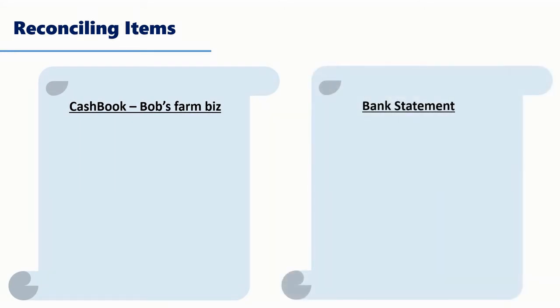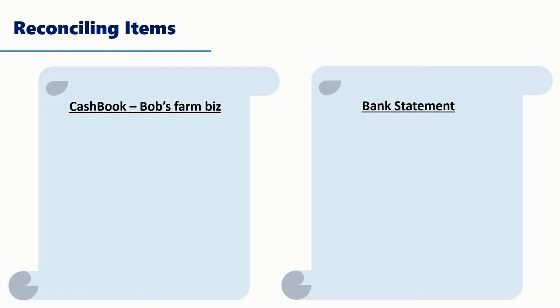Let's understand some of the items that may cause the accounting records and the bank statement to be different. On the left side, we have Bob's Farm Business accounting records of the cash account, and on the right, we have a January bank statement. Usually, transactions in the cash book are recorded according to the owner's best knowledge. Bank statement is received after the month ends, which is on the 1st of Feb.